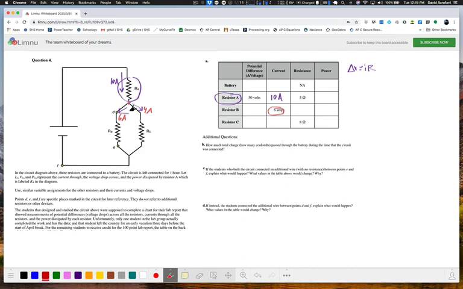Okay, what does that tell me? Well, knowing that resistor C has 4 amps will probably allow me to calculate the potential difference across resistor C. Again, using Ohm's law, with 4 amps and 8 ohms, I come to the conclusion that the voltage across the resistor is 32.